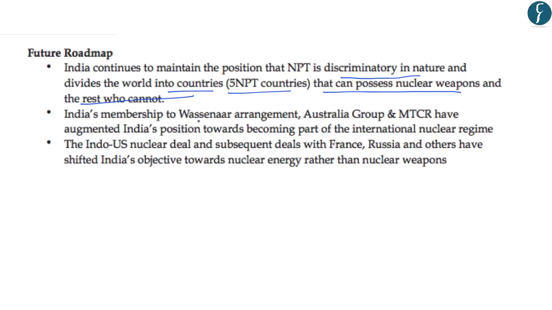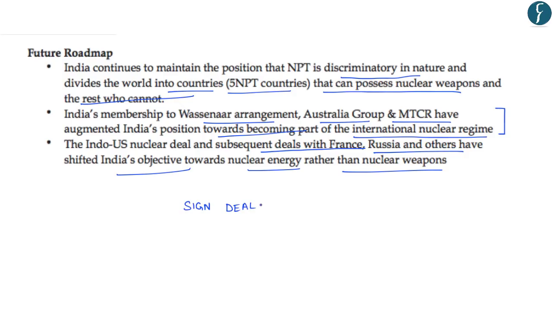It further says India's membership of the Wassenaar Arrangement, Australia Group, and MTCR has augmented India's position towards becoming part of the international nuclear regime. And then it says the Indo-US nuclear deal and subsequent deals with France, Russia, and other countries have shifted India's objective towards nuclear energy rather than nuclear weapons. So, after testing nuclear weapons, our focus has now been to sign deals on ways to utilize nuclear energy. So this issue of integration of India within the larger nuclear world order becomes extremely important with respect to India's stand on the global nuclear world order.